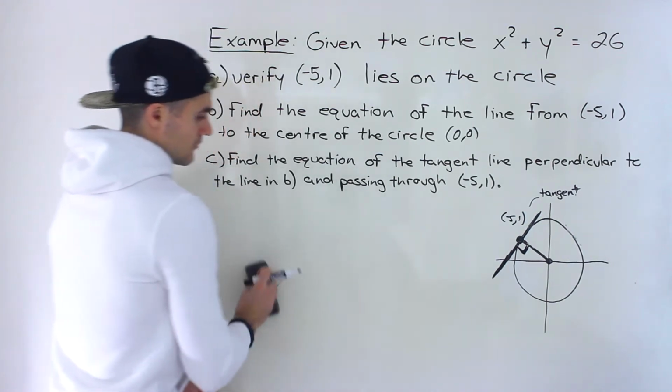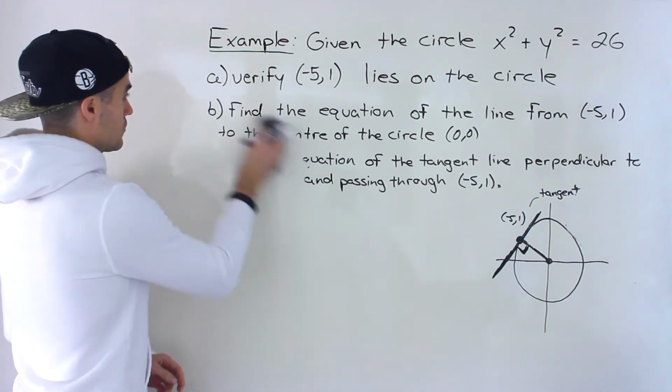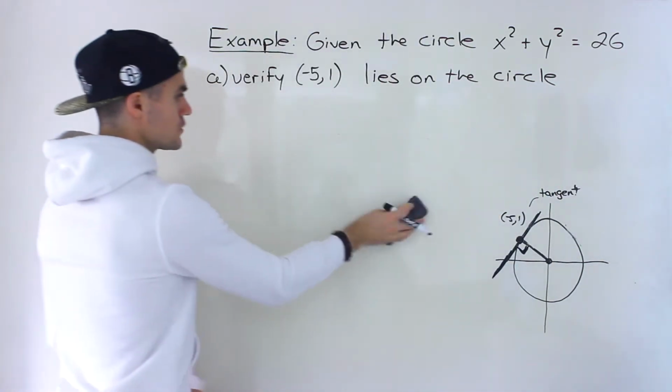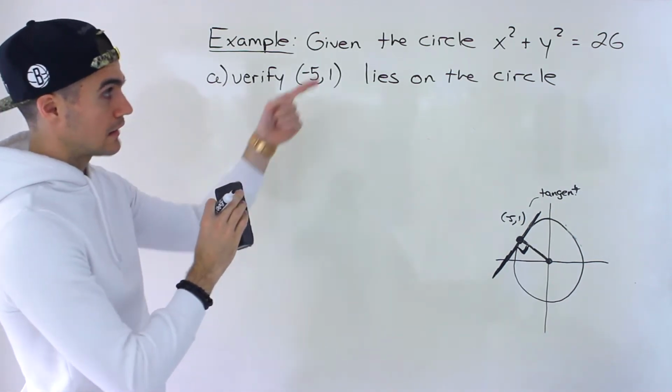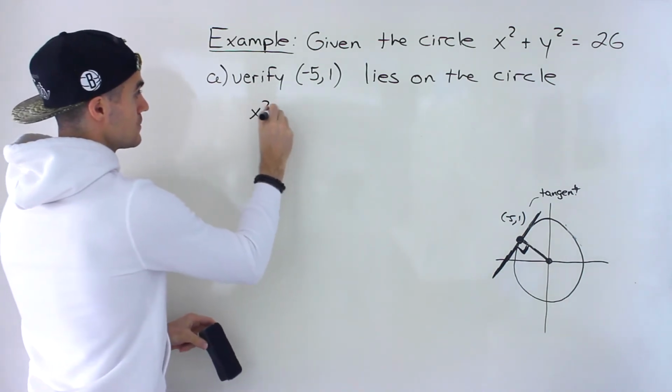So let's go through these steps. I'm going to erase this here and give myself some room. First we have to verify that this point, (-5, 1), lies on that circle, x squared plus y squared equals 26. How do we do that?